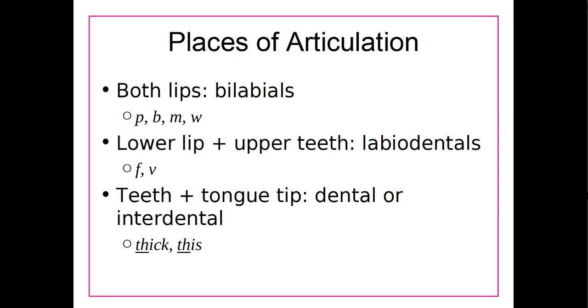The bilabials in English are here going to be represented by the letter P. So that's going to make a sound something like P. The letter B will make a sound something like B. The letter M, that makes a sound something like M. And the letter W, which will make a sound something like W. So these four sounds all use both lips to kind of obstruct the airflow to some extent and produce these different types of sounds.